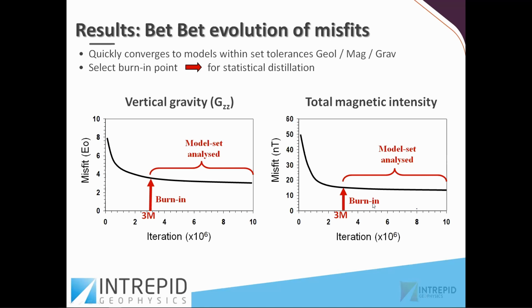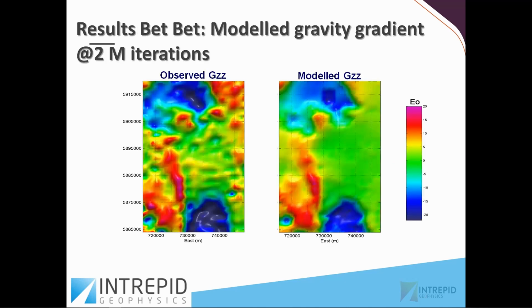And then we can set this limit of burn-in point up to this limit to analyze the probability statistical distribution, how much the model is varying from this stage to this stage, to understand if there are any changes happening in the model.